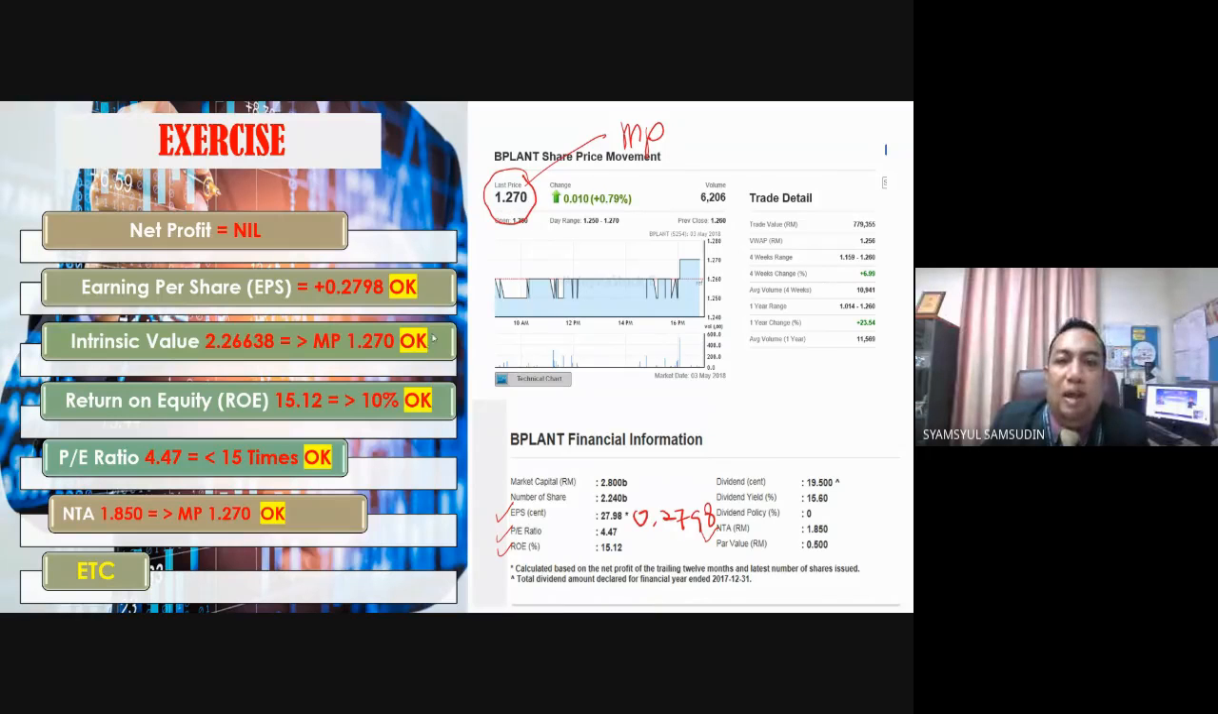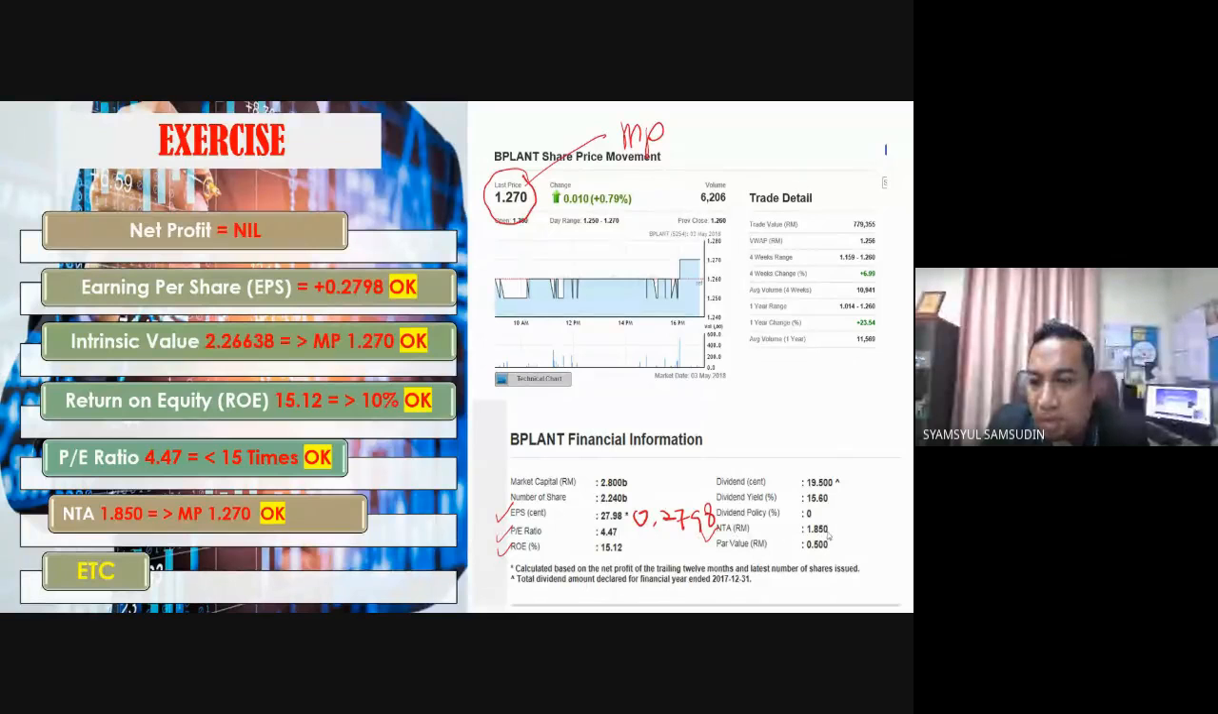All right. Overvalued. So after that is ROE. The criteria is it should be 10%. Based on the information provided here, ROE is 15.12%, higher than 10%. So the criteria of ROE is also okay. PE ratio here is 4.47, less than 15. It's okay. Just now I mentioned the PE ratio should be lower. A good PE ratio is single digit, 1, 2, 3, 4 until 9. Even more than 10 is okay, but should be less than 15. So now the PE ratio is 4.57, less than 15. It's okay. Next is NTA.